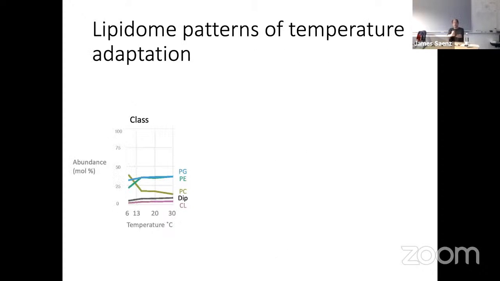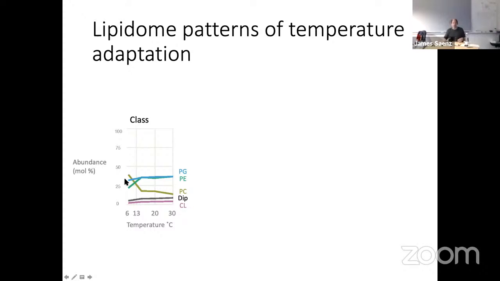Okay, so let's take a look now. We'll go to temperature because we already established that that was the thing that caused the largest variation. So first we're looking at class. We're looking at the abundance of the different head groups and the diplopterols, the hopanoids. And what you can see, we look at the mole % abundance for temperatures from 6 to 30 degrees Celsius. And over most of this range, there's not much going on.